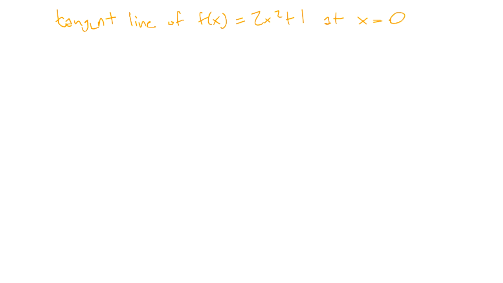Now let's go ahead and think about this. This time we're going to use our new definition of a limit. We know that this is our f of x, and let's find what our y value is going to be at this point. If we have x equals 0 and plug that in, we get 2 times 0 squared, which is 0, plus 1, so we get (0, 1) as our point.